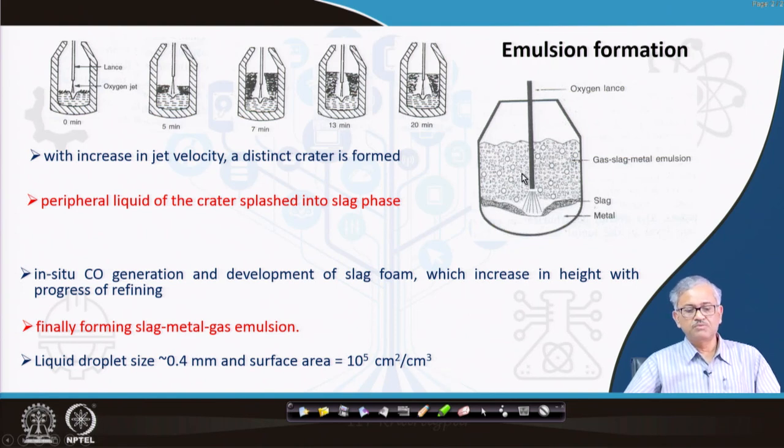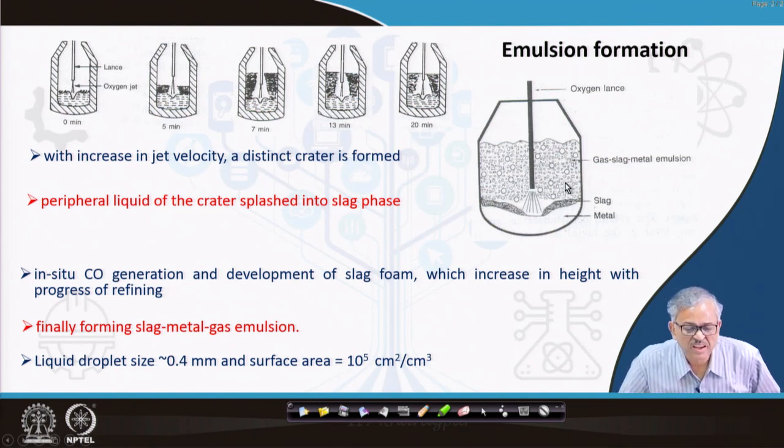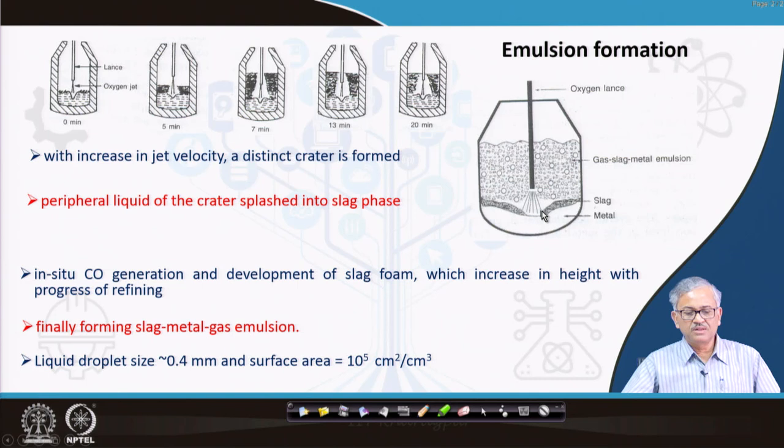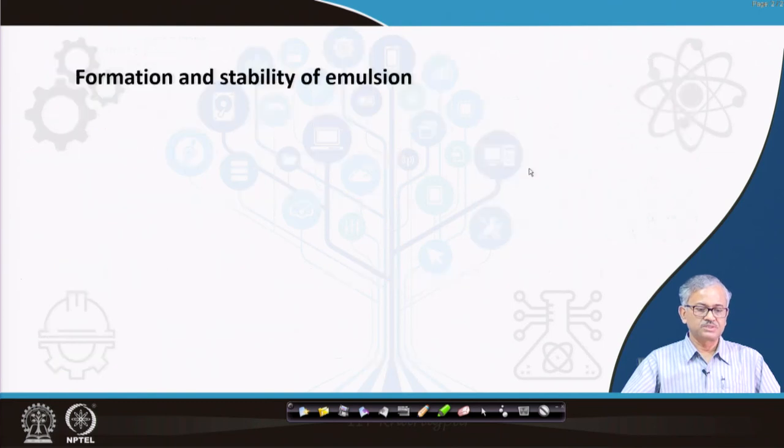So you can find here the gas, slag, metal emulsion. Okay. And this is the nominal surface area. This is the slag. You can find this is the metal, and this is the slag. And the slag metal interfacial area is very small. But here, a lot of liquid droplets are there, a tremendous amount. And as a result, you can increase the surface area tremendously. And that basically is responsible for the very high kinetics of the process.